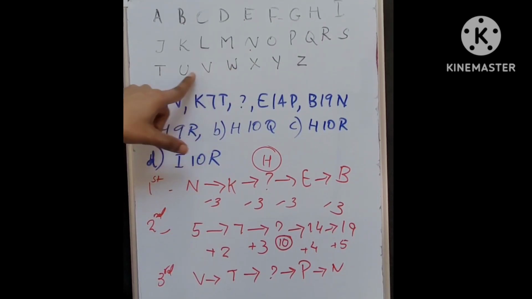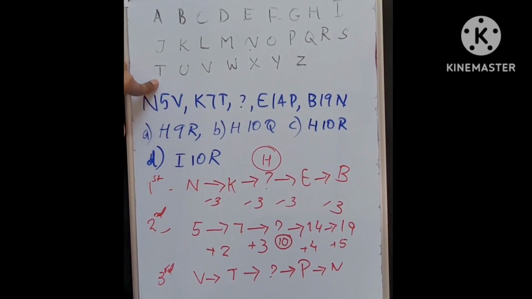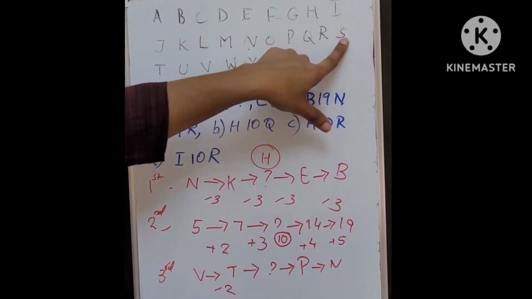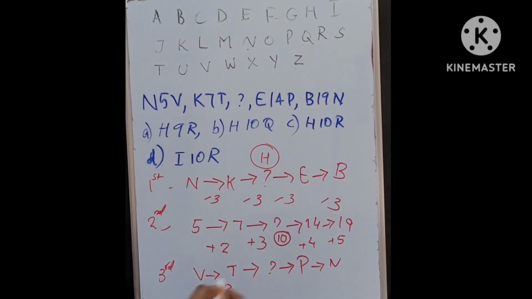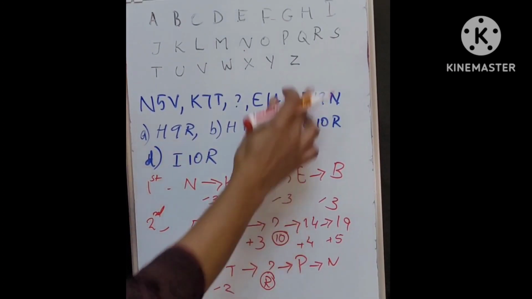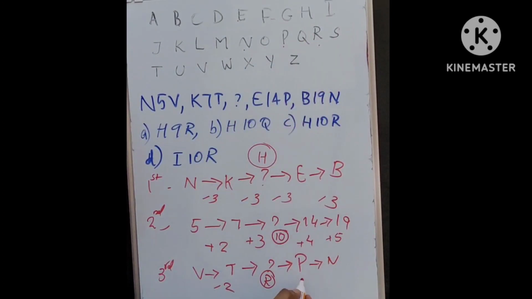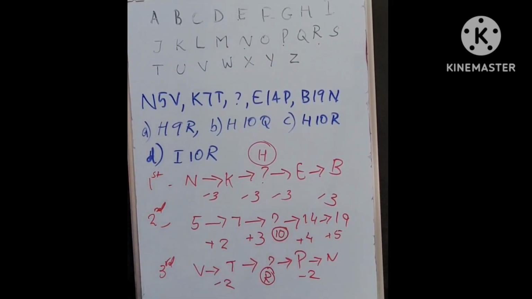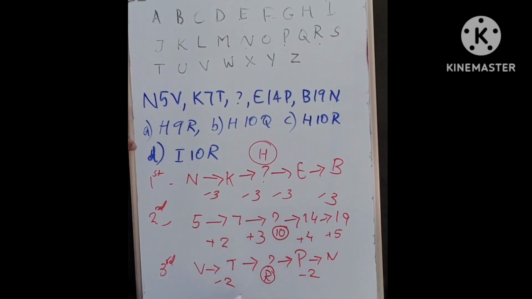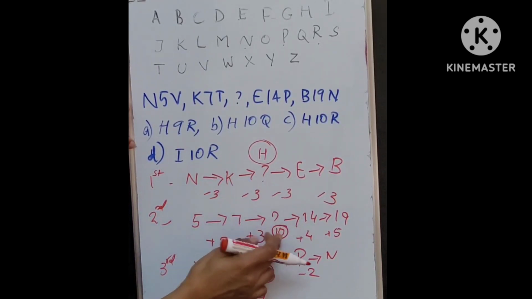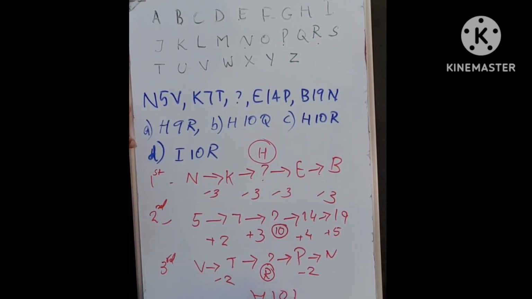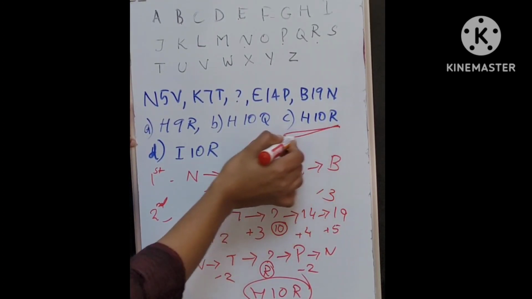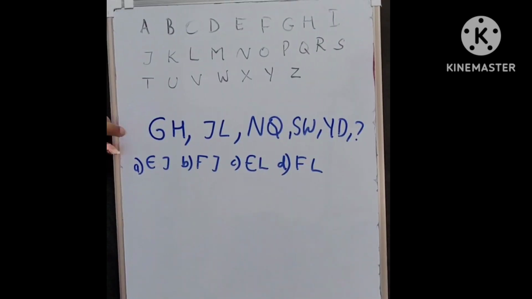V minus 2 we get T, then T minus 2 we get R, so the missing one is R. R minus 2 we get P, and P minus 2 we get N. So the missing terms are H, 10, R. That is option C.